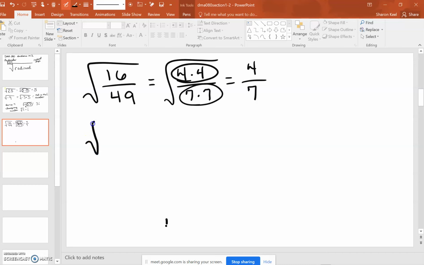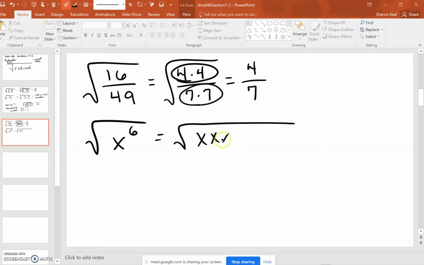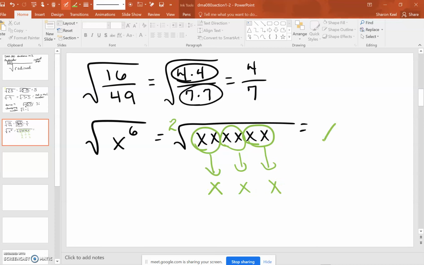What if I were to have, let's say, the square root of x to the 6th power? What technically is happening here is that we would have under the radical 1, 2, 3, 4, 5, 6 x's. In order to pull out an x, our index is a 2 with the square root. So I have a pair of x's. That means I have an x that comes out. I have another pair, so a second x comes out. I have a third pair. So I have x, and I have how many x's? x to the third. In essence, what I'm doing is I'm saying 6 divided by 2 is equal to 3.